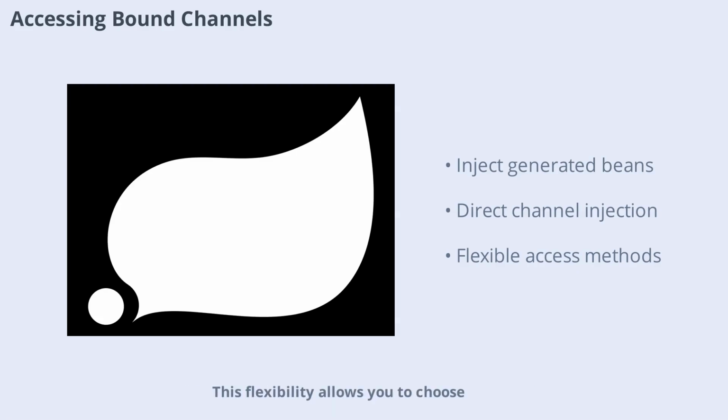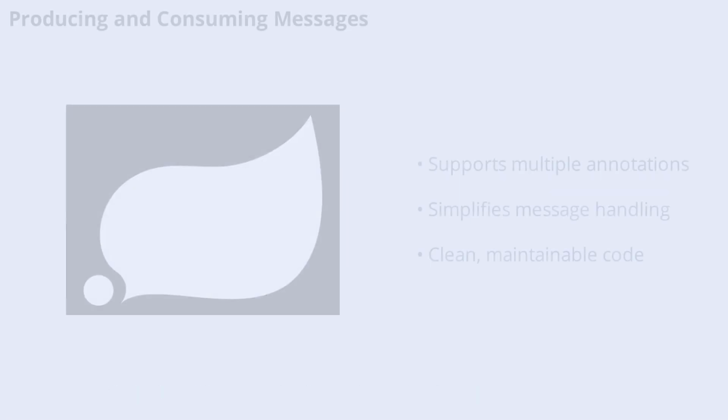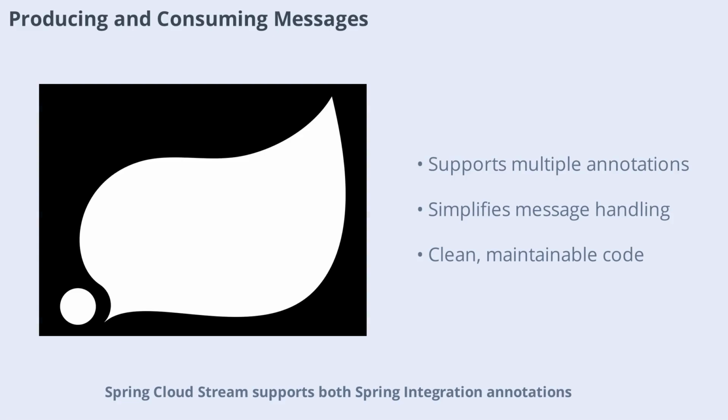This flexibility allows you to choose the most convenient approach for your application. Whether you prefer working with interfaces or direct channel injection, Spring Cloud Stream makes it easy to send and receive messages. Spring Cloud Stream supports both Spring Integration annotations and its own @StreamListener annotation for message handling. The @StreamListener annotation simplifies inbound message processing, especially when dealing with content type management and type coercion. This makes it easier to write clean, maintainable code for producing and consuming messages.